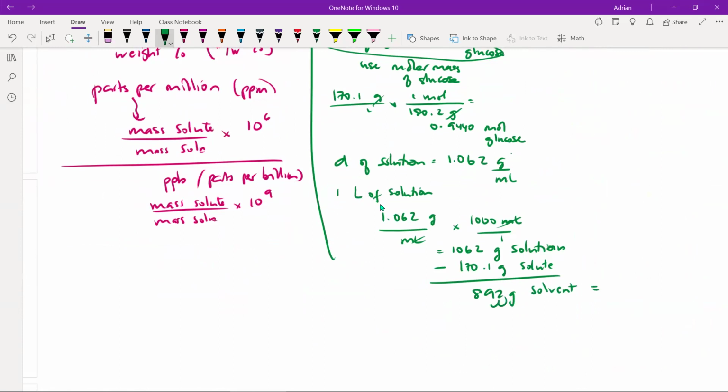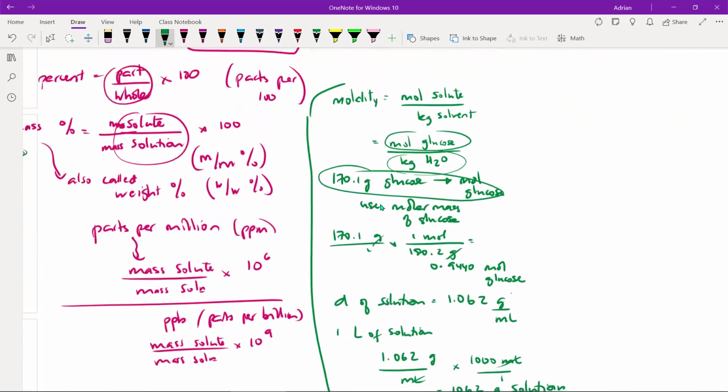So we get 0.892 kilograms of our solvent. Okay, so we have the denominator, we have the numerator. We're going to stick this into our equation now. So we have, what was it, 0.9440 moles of glucose divided by 0.892 kilograms of solvent.